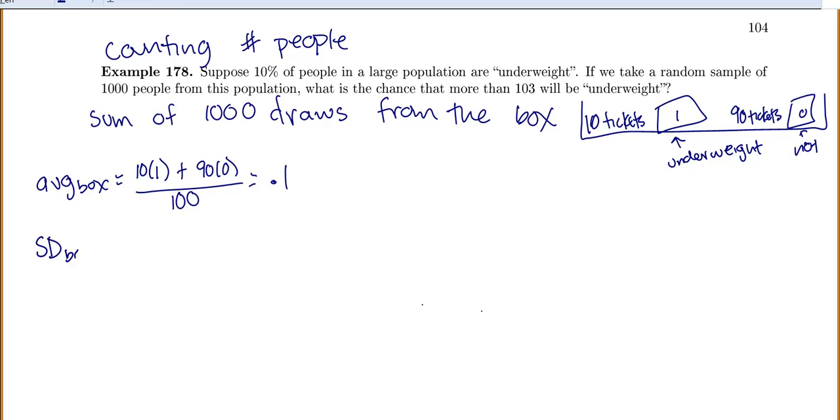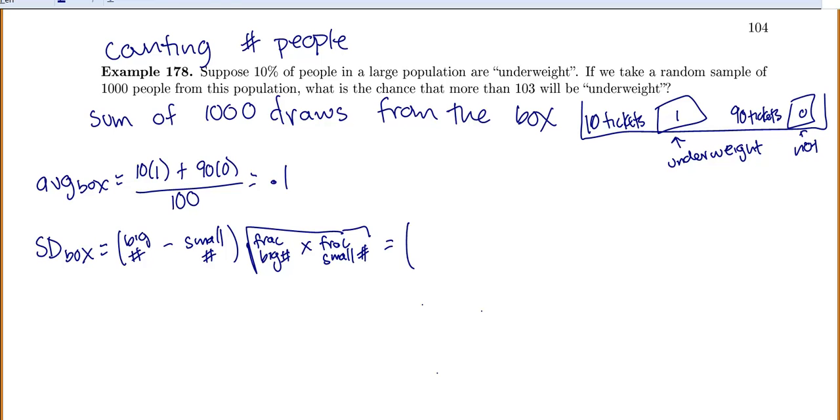And the standard deviation of the box, we're going to use that shortcut formula. So big number minus small number times the square root of the fraction with the big number times the fraction with the small number. So the big number is 1, small number is 0. The fraction with the big number, there's 10 out of 100. And the fraction of the small number, there's 90 out of 100. So this gives me 0.3.